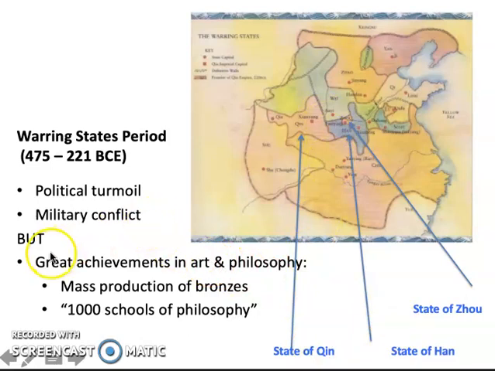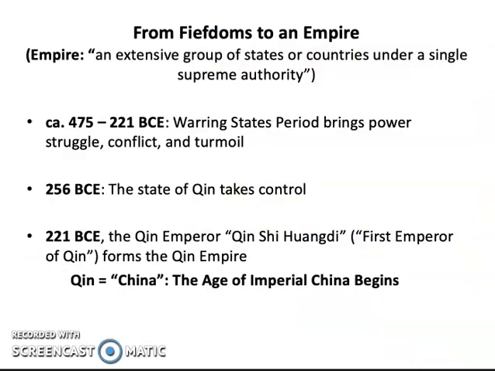Strangely enough, this time of warfare was a time of great achievement in art and philosophy. So certainly the mass production of bronzes reaches a high point. At the same time, this period is known as the 1,000 schools of philosophy, where many important philosophical ideas get forged, developed. Now, no one has actually counted them as 1,000, but we are going to see that of those innumerable ones, 2 will have lasting impact on Chinese history, Confucianism and Taoism. But first, back to politics.